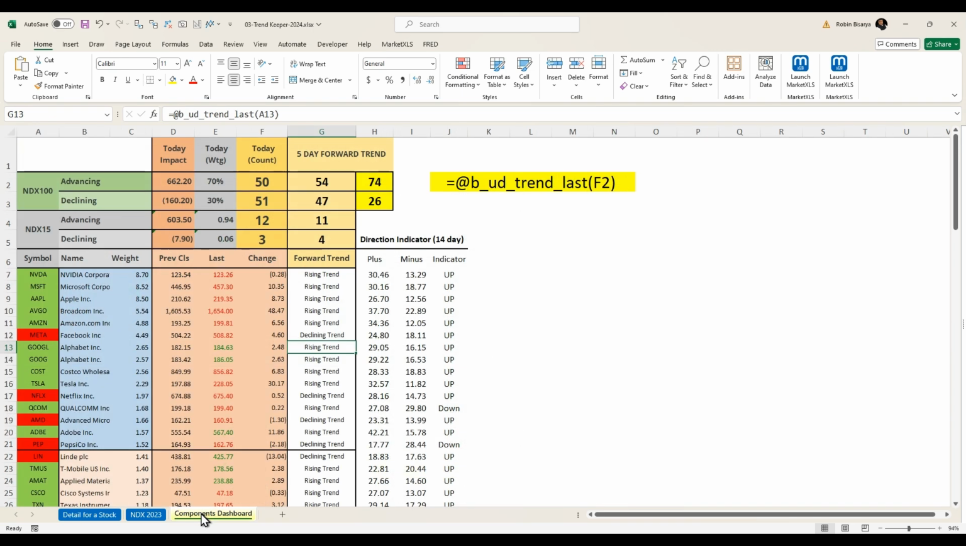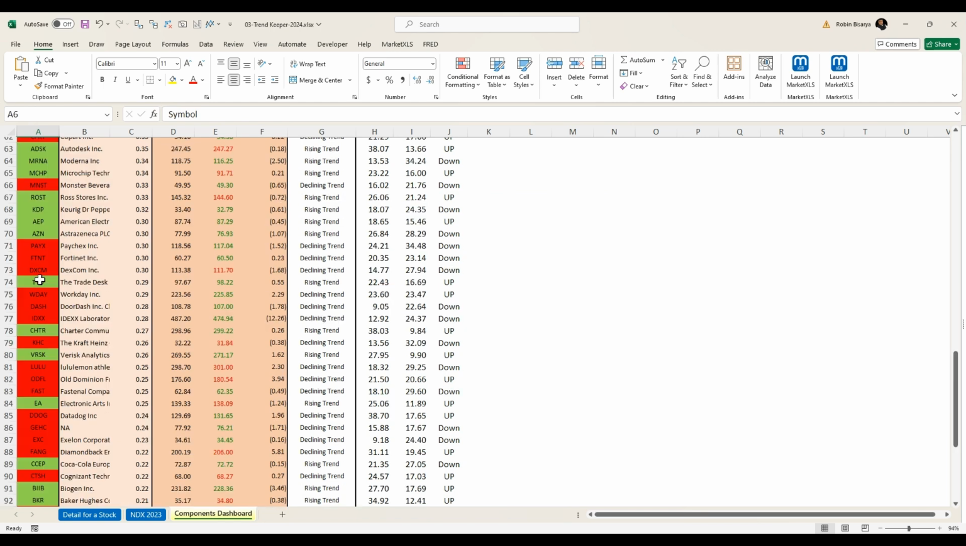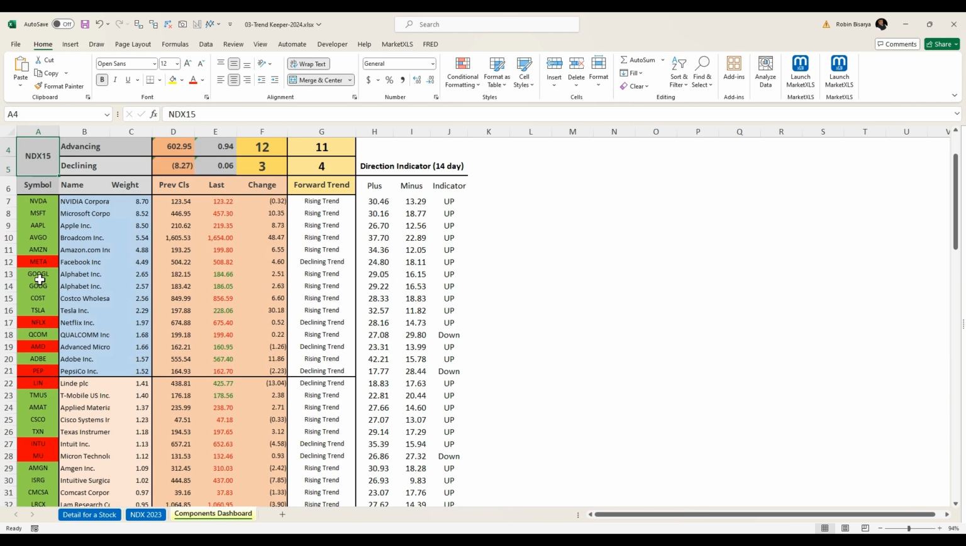For instance, in this sheet, a user has created an NDX or QQQ equivalent. There are 100 symbols here, representing the index's constituents, and this column lists their weights. This tells you the trend of each particular stock going forward. Conditional formatting has been applied here. When the trend is declining, the cell turns red.